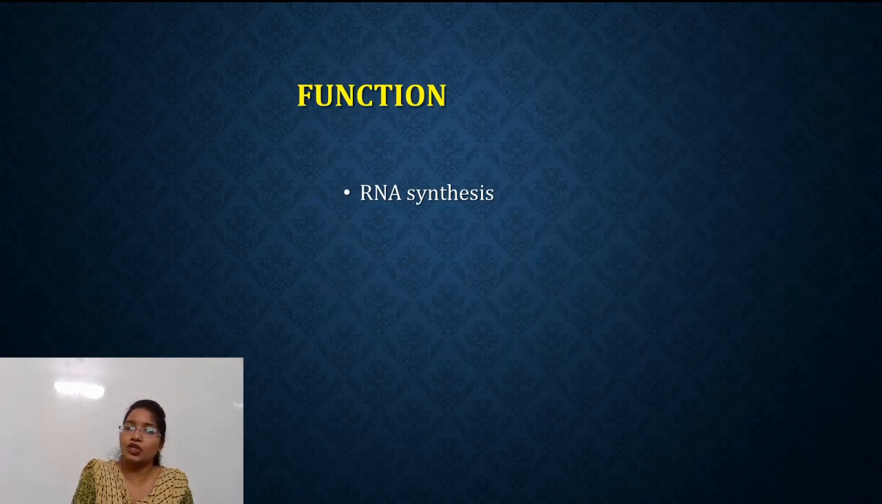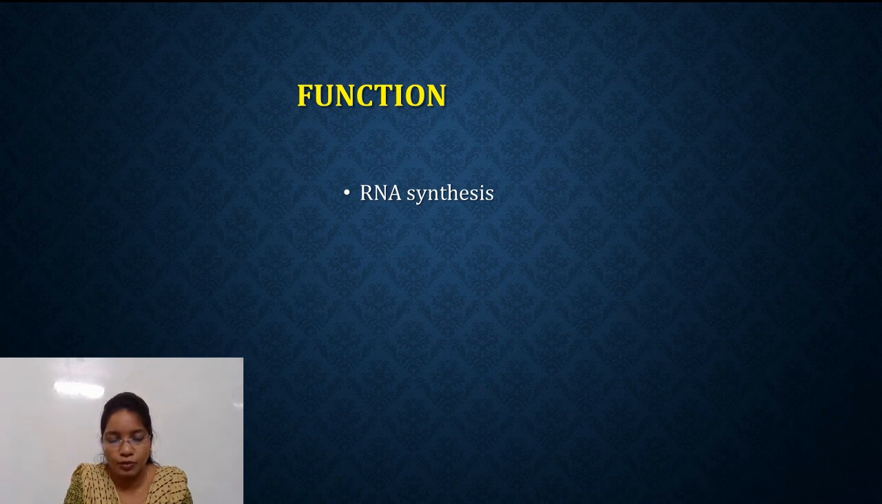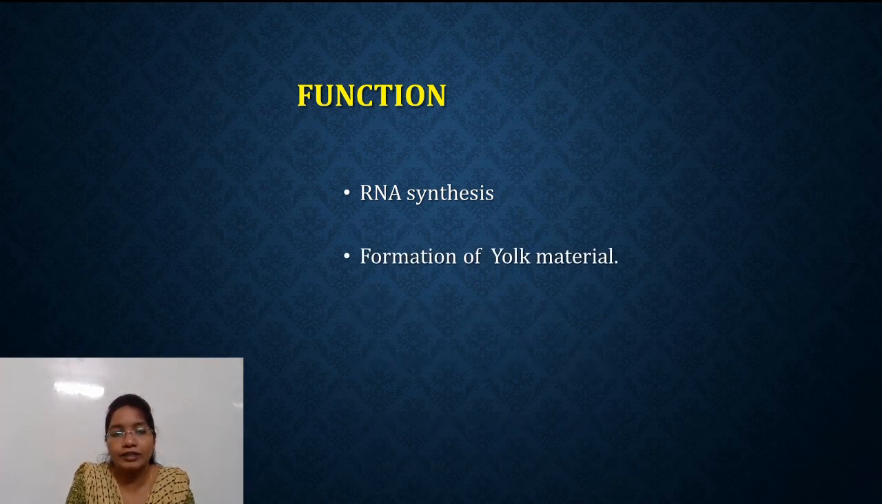Coming to the function of the Lampbrush chromosome. There are two important functions of this chromosome. First function is RNA synthesis, and second, this chromosome helps in the formation of yolk material for the egg. Okay, so this is all about the second type of chromosome, that is the Lampbrush chromosome. In that we have seen its introduction, morphology and function.